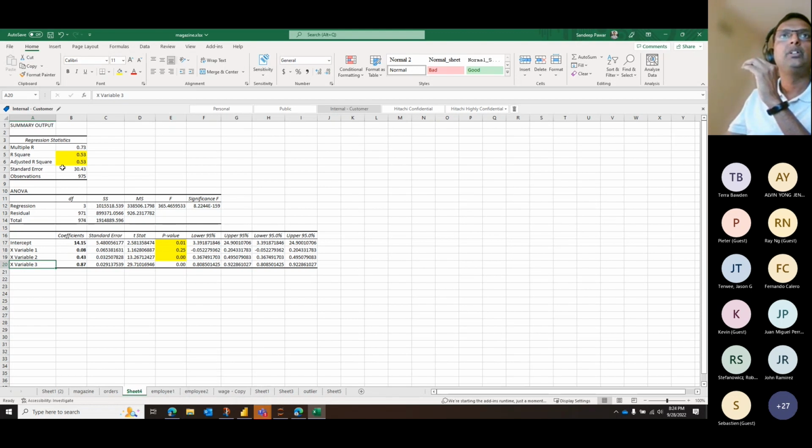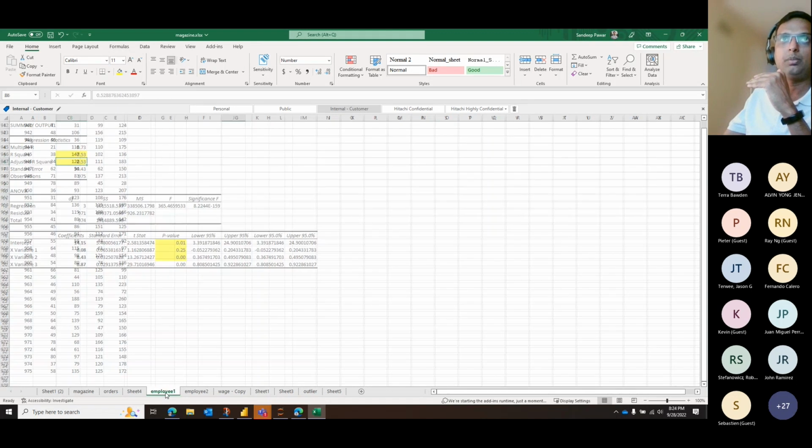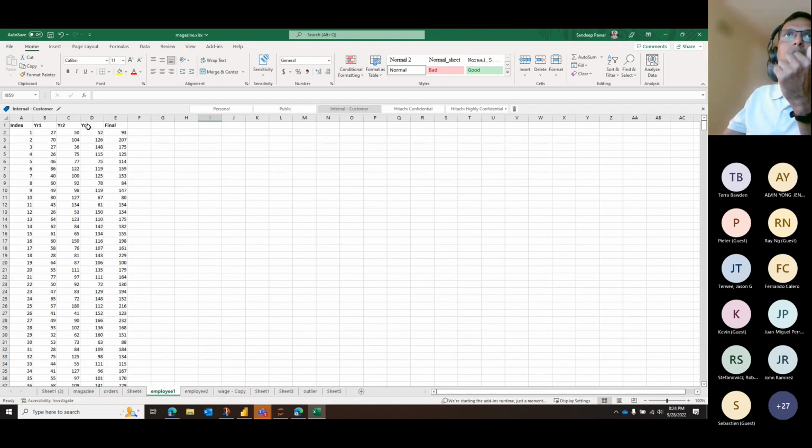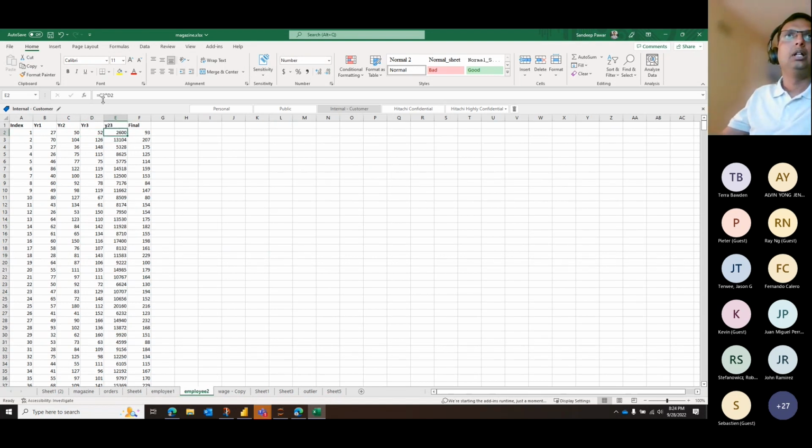So if I were to do this analysis in Python or R, one of the things that you would always explore is whether there are any interaction terms in your analysis. An interaction term in our case would be, what if I took a product of year two and year three. So in this column C, my year two score is 50, year three score is 52, and I take a product of those two, and then this, right?